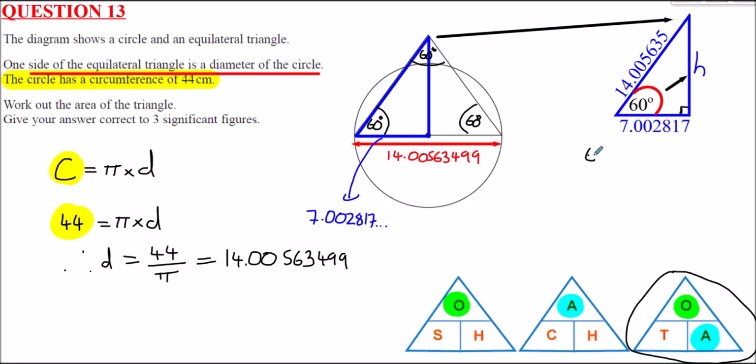So here, tan 60 equals the opposite, which is the height, divided by the adjacent, which is the 7.002817. I multiply both sides by 7.00 and so on. I can see that H equals 7.002817 multiplied by tan 60.